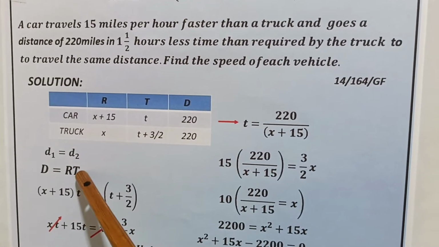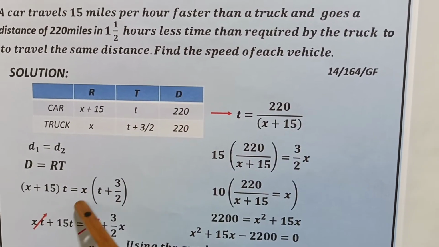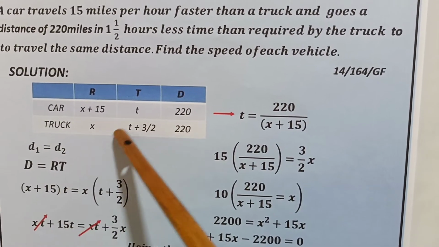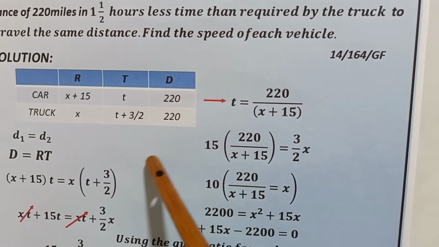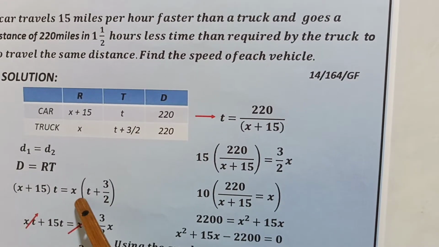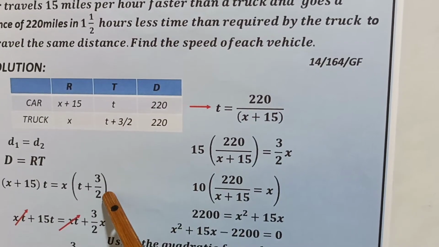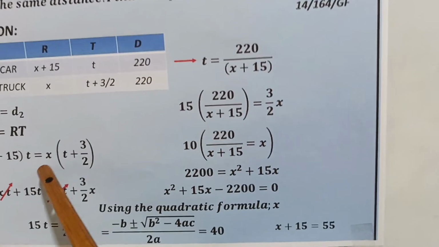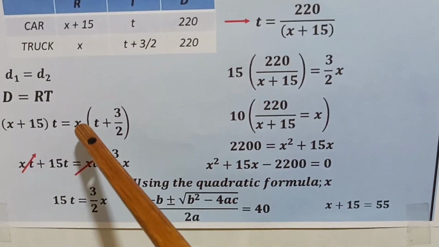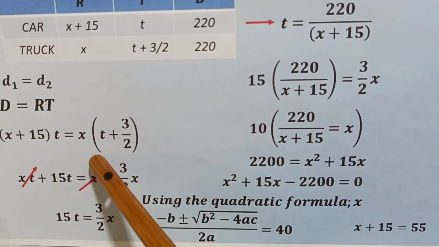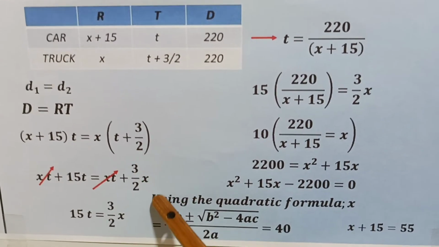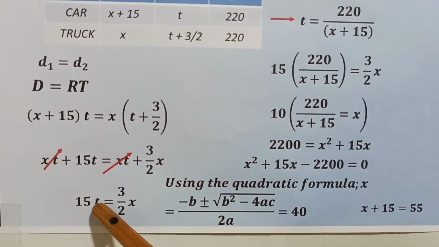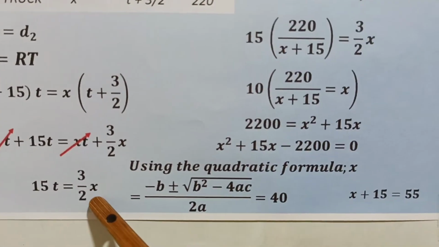Since they travel the same distance, using the distance formula, we equate the distances traveled by each. So x plus 15 for the car times t will be equal to the distance 220, which is x times the quantity t plus 3/2. We distribute: we get xt plus 15t is equal to xt plus 3/2 x. So xt will be cancelled out, and 15t is equal to 3/2 x.